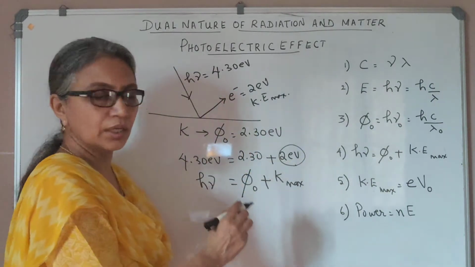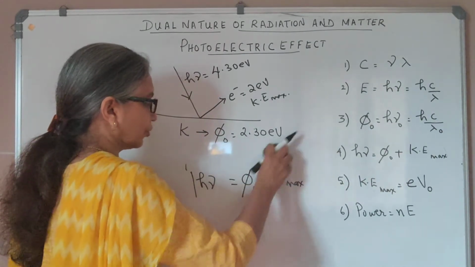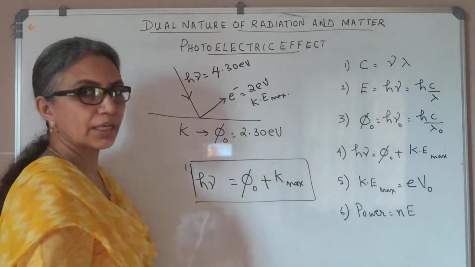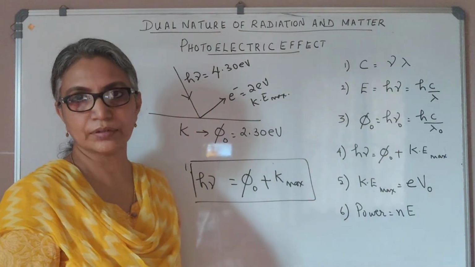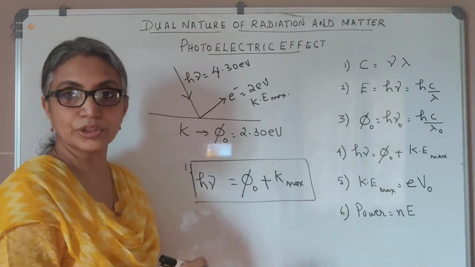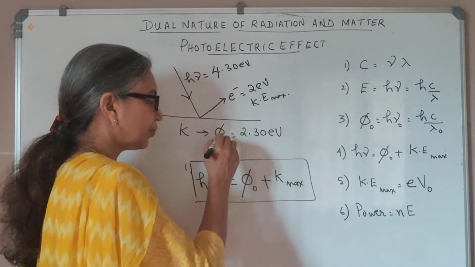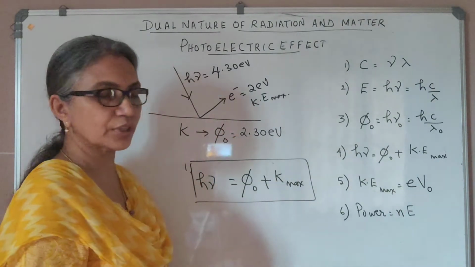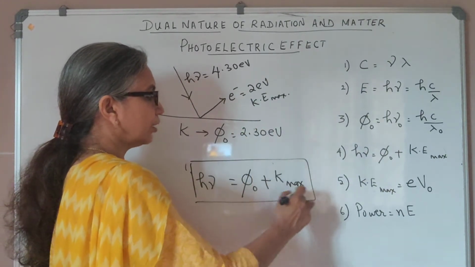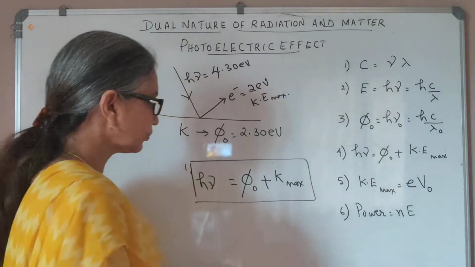This is just an example. So this is what we have as Einstein's photoelectric equation: h nu equals phi 0 plus kinetic energy maximum of the emitted photoelectron. This nu is the frequency of the incident radiation. h is Planck's constant. Phi 0 is the minimum energy requirement, that is the work function required to emit a photoelectron, and the remaining energy will be given as the kinetic energy of the emitted electron.